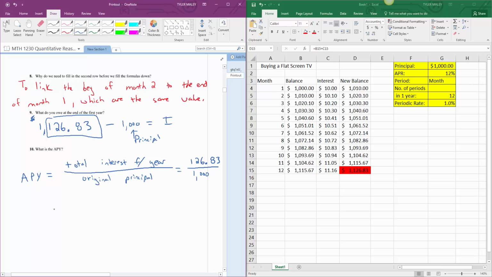In doing so, if you divide that, you'll get 0.12683. Typically with APY, we show that as a percent, so this translates into 12.683%. Remember, to go from a decimal to a percent, you move the decimal point 2 spots to the right.